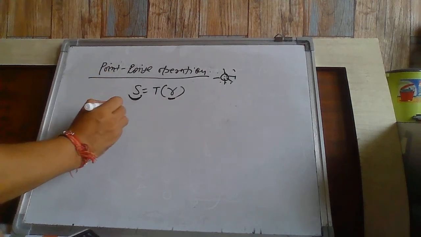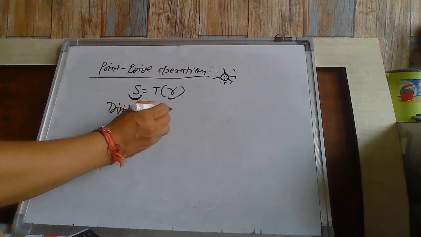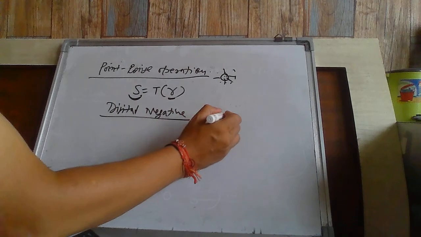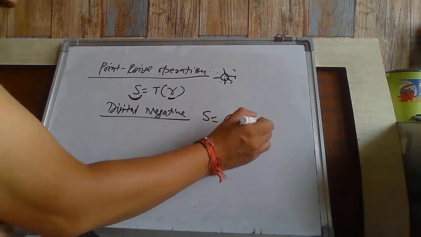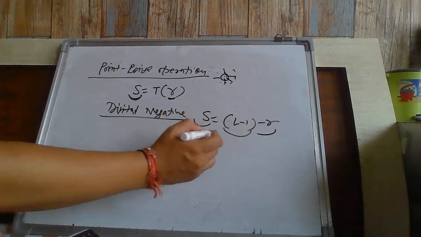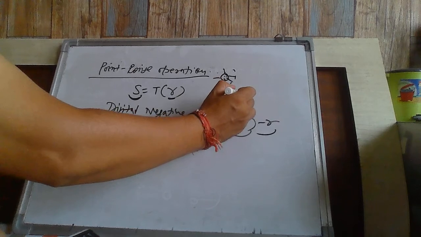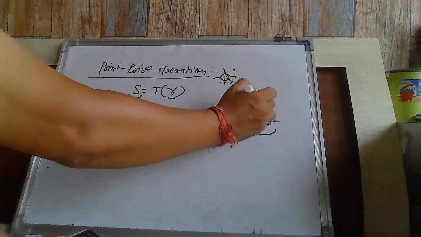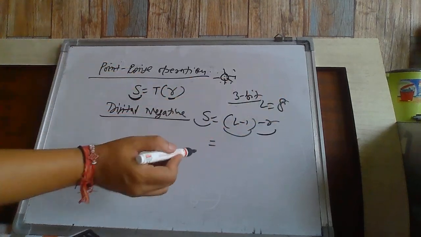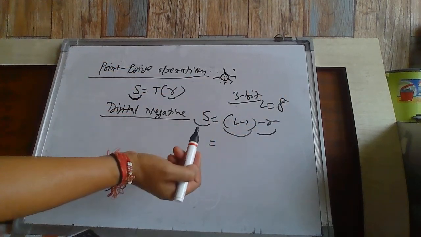So let's say we are trying to find our digital negative. The digital negative formula, if you remember from our slides that we have discussed, is S = L - 1 - R. So the output image is L - 1 - R. Let's say our L is in a range of 3 bits, so you have represented gray levels. So L will be 8, since 3 bits can represent 8 combinations. So the number of levels will be 8.